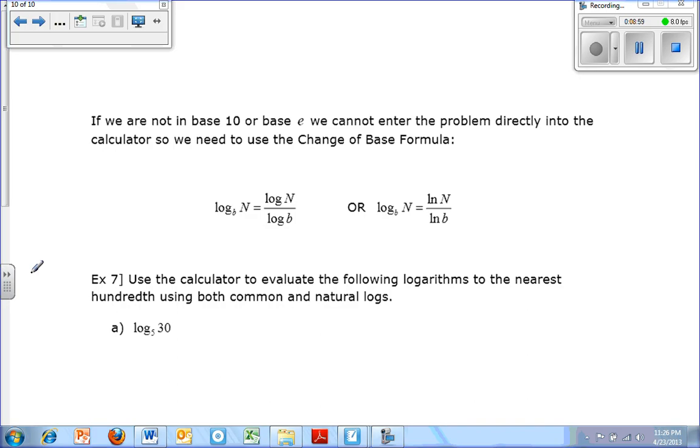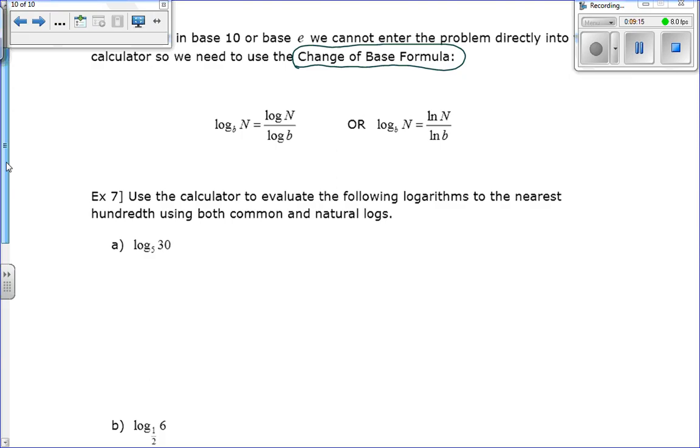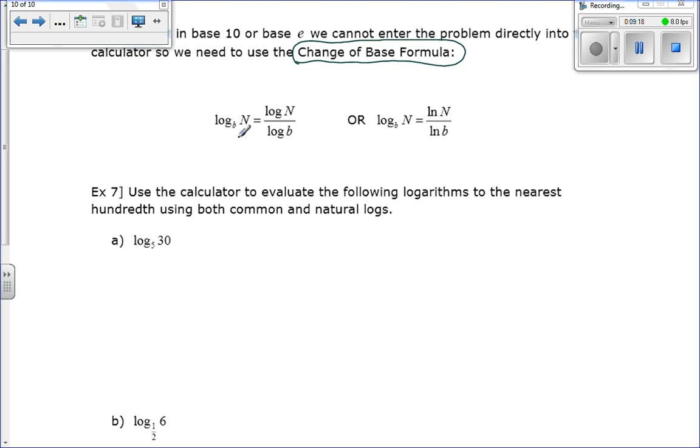So, in order to be able to use the calculator, we have what we call the change of base formula. And we can use this for more than just typing into the calculator. You can also use this for solving equations, which we'll get to later this week. So, my change of base formula is log base b of n is equal to the log of the number divided by the log of the base. Or, if I have the log base b of n, I could use the natural log of the number divided by the natural log of the base.